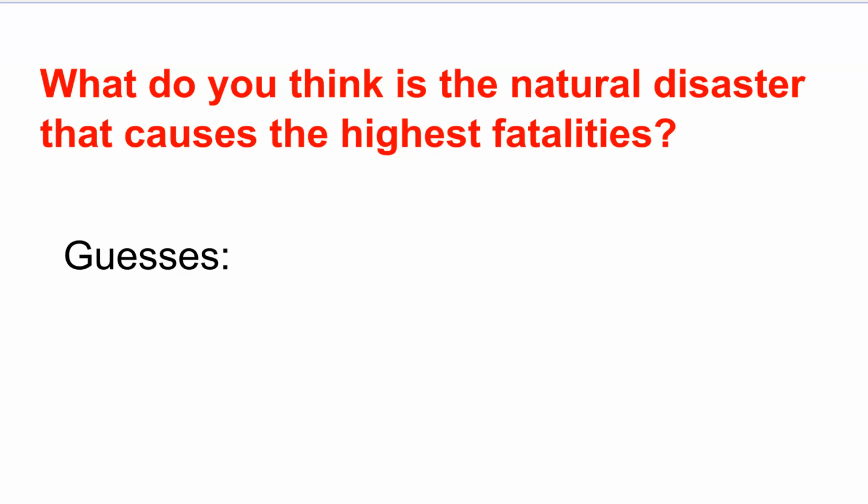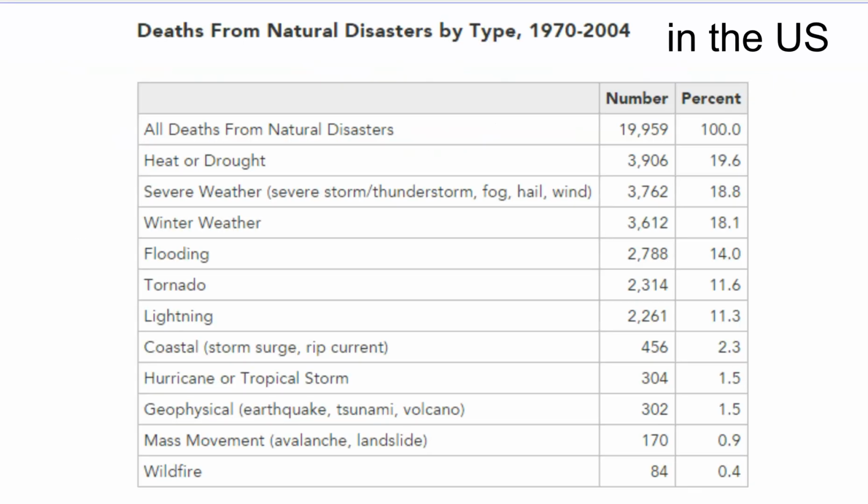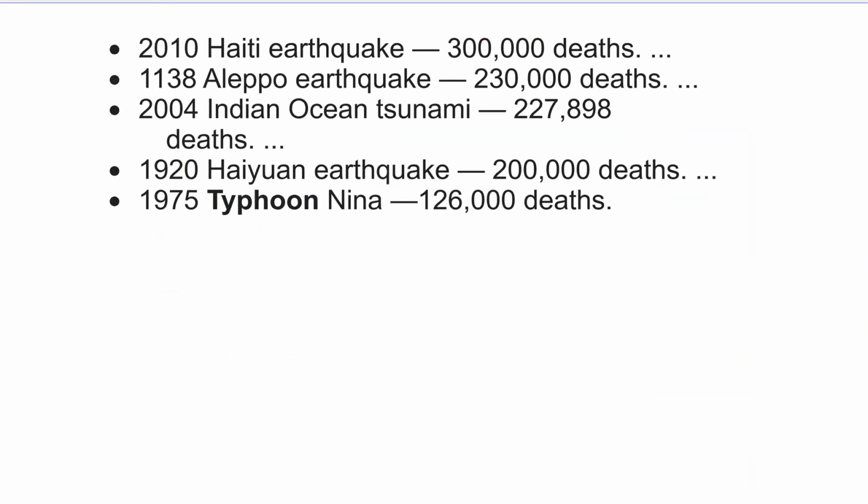What do you think is the natural disaster that causes the highest fatalities? There are a lot of fatalities out there caused by natural disasters, but here's one from 1970 to 2004. Just to take a look at that, it's kind of interesting. And if you look at it, heat or drought ends up to be the largest one, followed right behind it by these two, which would be the largest or the most deaths. And just to look at some other data, which is pretty interesting.